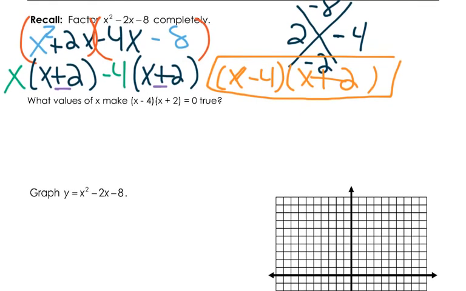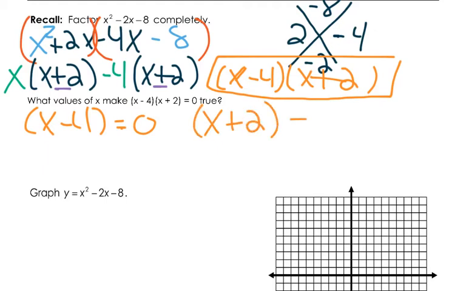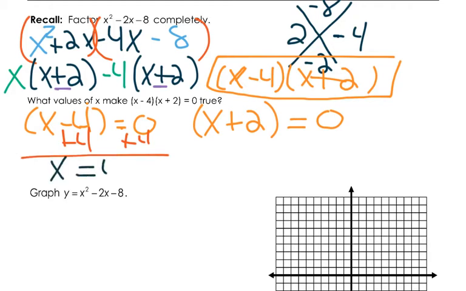Alright. Then it asks us, what values of x make x minus 4 times x plus 2 equal 0? So what values of x would make these factors equal to 0? So what I can do next is rewrite them and set them both equal to 0. And if I want to see what values of x would make this a true statement, x minus 4 is equal to 0, then I have to use inverse operation. So I add 4 to both sides, and I would have x is equal to 4.